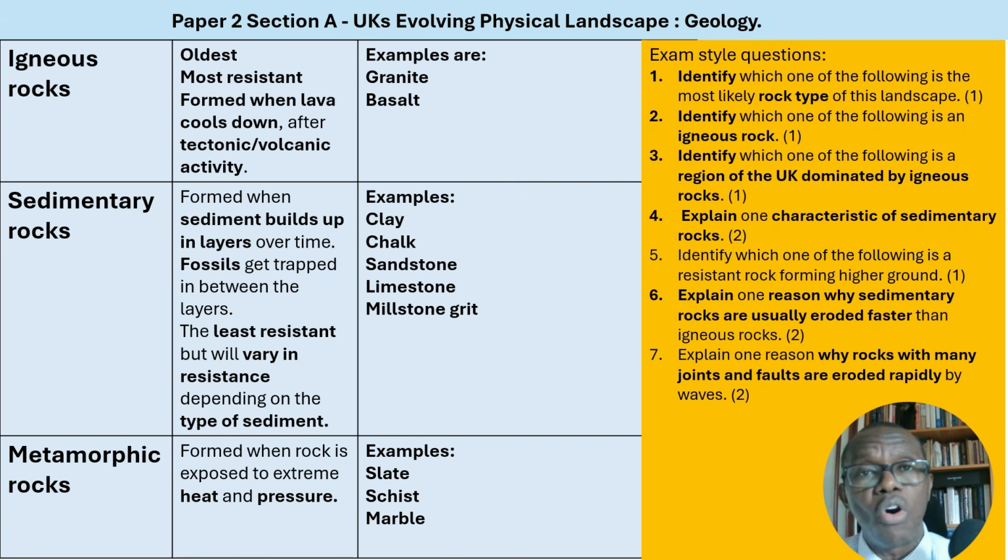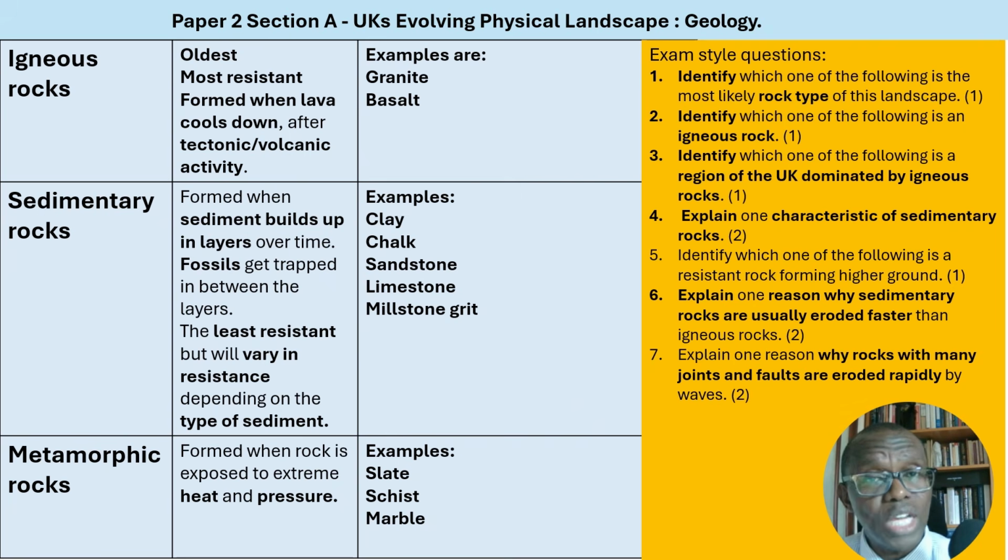Now because of those fossils that are trapped in between, the rocks are not as resistant as the igneous or metamorphic rocks. And then the other thing we need to note as well is that because they are in layers, there are bedding planes. So there's likely to be some kind of air spaces in between the different layers. So those actually act as lines of weakness, and therefore cause the rock to be a lot less resistant.